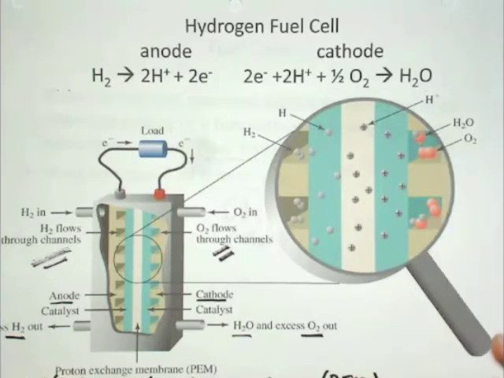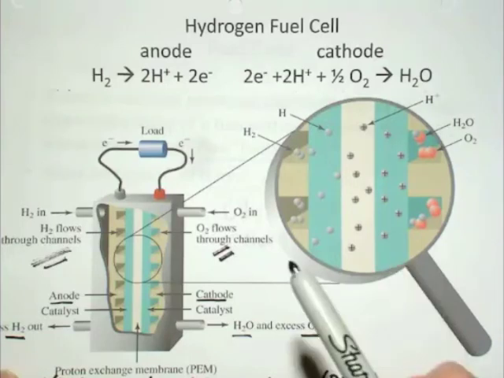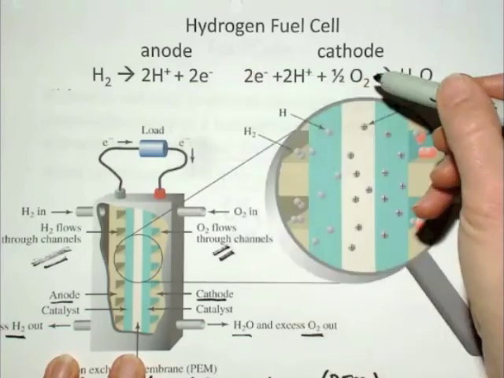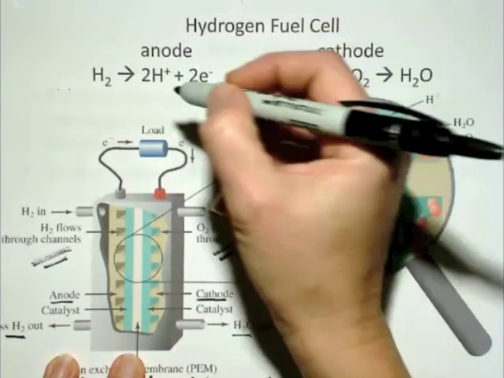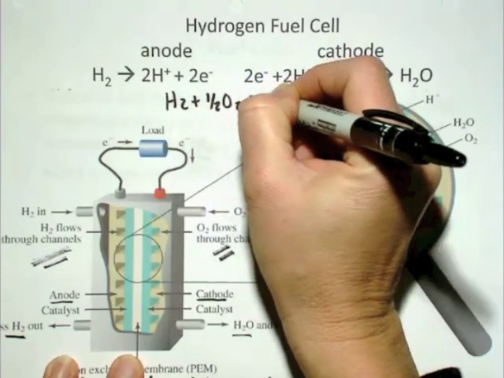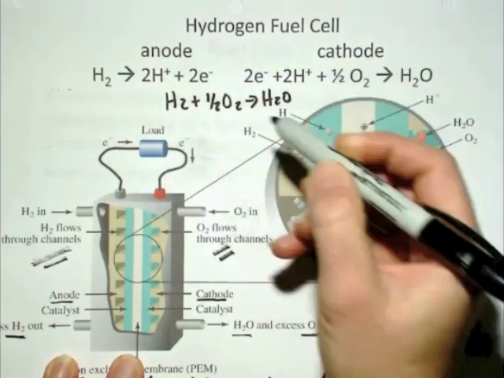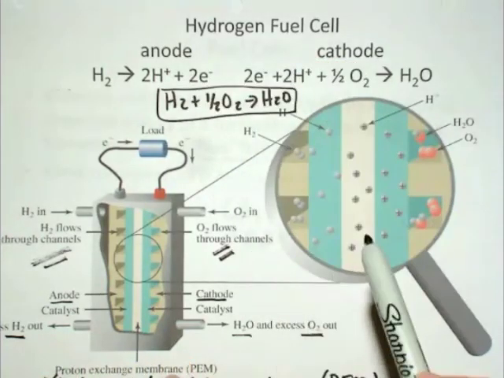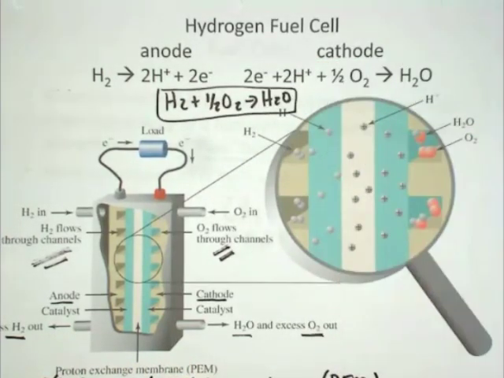Okay, so this is how we separate the reaction. The net reaction is hydrogen plus 1/2 oxygen gives water. That's the net reaction, separated into two half reactions. All right, so we can see the electrons are going to be going around this external circuit, and that's where we get the electricity from.